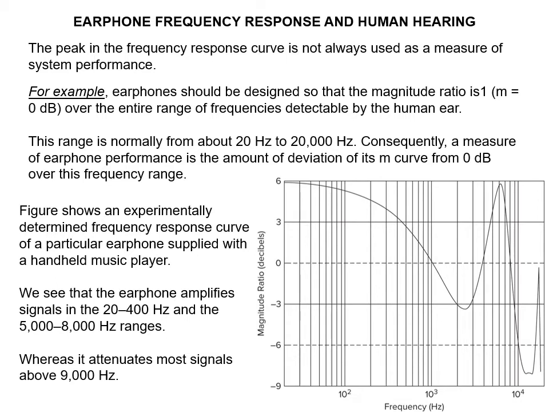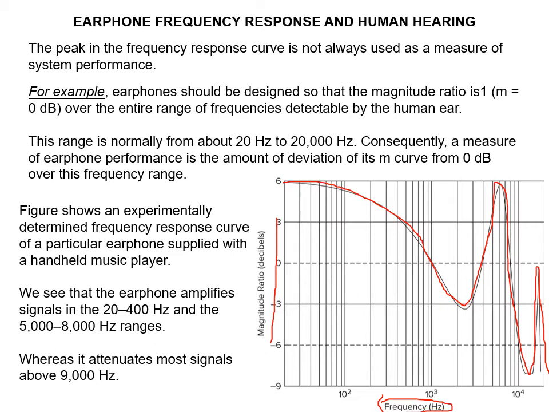We can see the curve down here. We have our frequency in hertz on our x-axis, and the magnitude ratio in decibels on our y-axis. For some particular headphone, we have one curve drawn out here. It's a little bit difficult to see, so I'll trace over top of it. You can see how our magnitude ratio in decibels varies as our frequency varies.